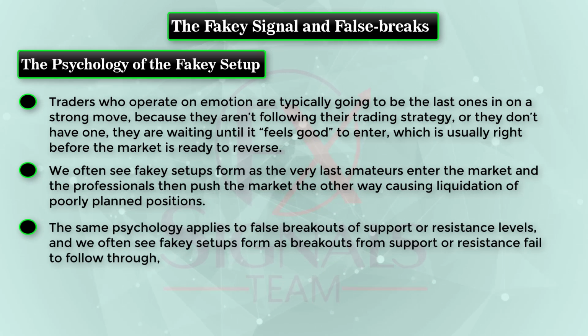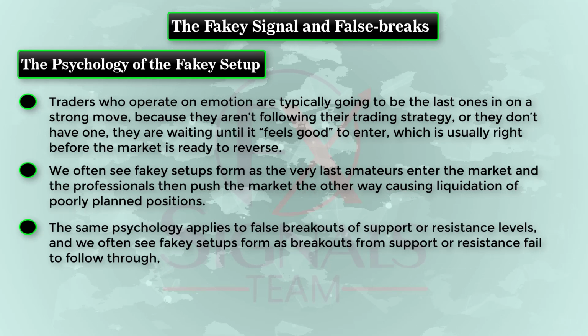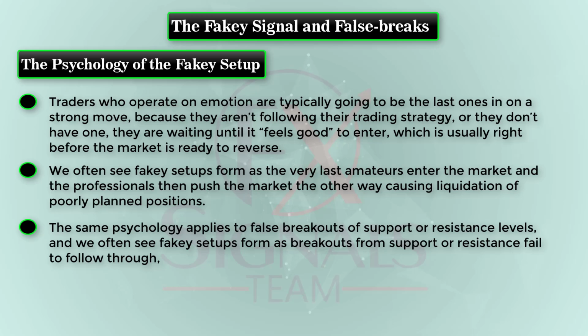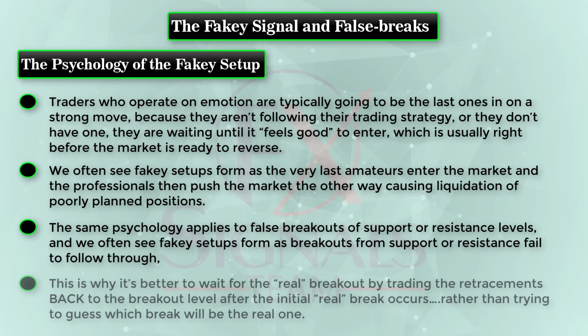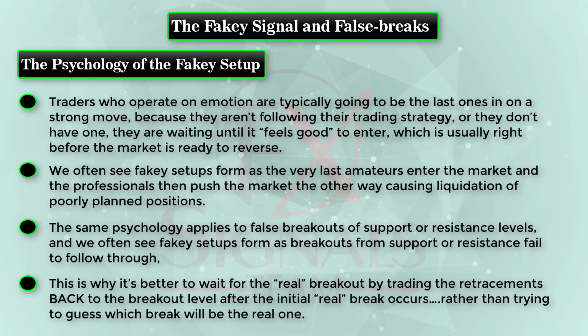The same psychology applies to false breakouts of support or resistance levels, and we often see Fakey setups form as breakouts from support or resistance fail to follow through. This is why it's better to wait for the real breakout by trading the retracements back to the breakout level after the initial real break occurs, rather than trying to guess which break will be the real one.